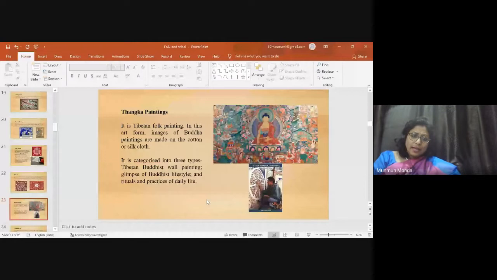And when we talk about Thangka painting, it is categorized into three types. One is Tibetan Buddhist wall painting. Here you can see that they mostly paint this kind of Tibetan Thangka on their walls, showing glimpses of Buddha's lifestyle, rituals and practices, as well as daily life. So different variations are there. Kalighat painting, I have talked about.